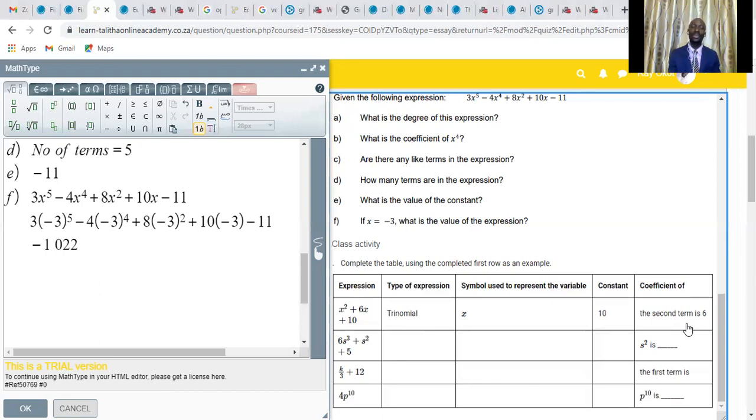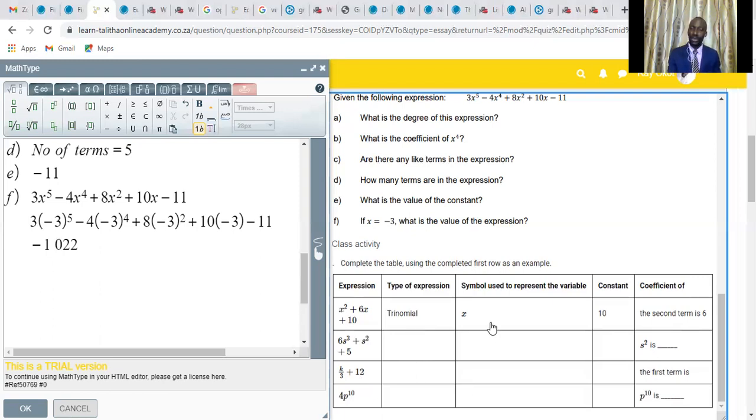Then we move to the second one. The second one has how many terms? 1, 2, 3. Also trinomial. Then this one has 1, 2 terms. We call them binomial. And this one is just one term. So we call it a monomial. So that is how we would handle the type of expression.